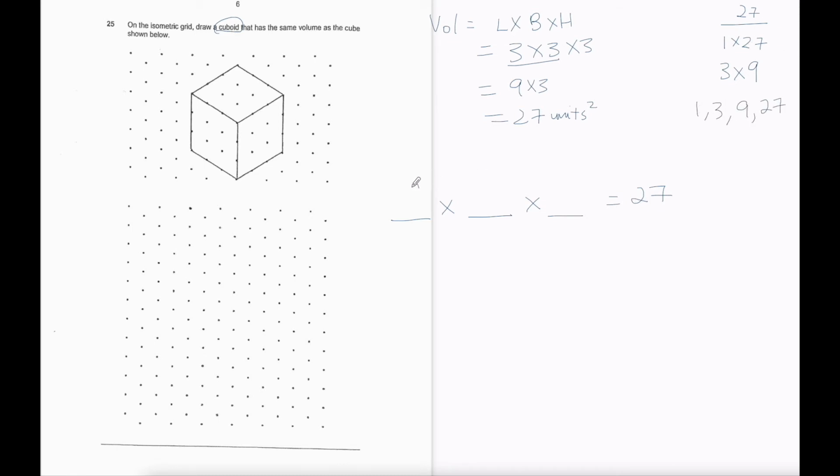So let us try and put 9 times 3 times 1. Okay, that's the only way we can do it, because if we put 3, then it will be 3 times 3 times 3, which will end up being a cube, which is not what we want because that's already drawn here. So let's start drawing 9 times 3 times 1, okay? I'm going to use another color, and I'm just going to start drawing. So my height will be 1. Okay, and that's it. We are done for this question. Let's move on to the next one.